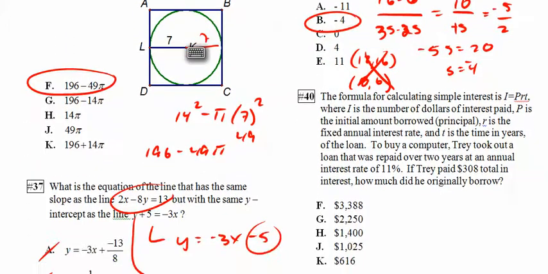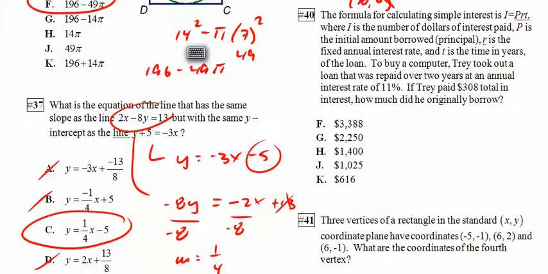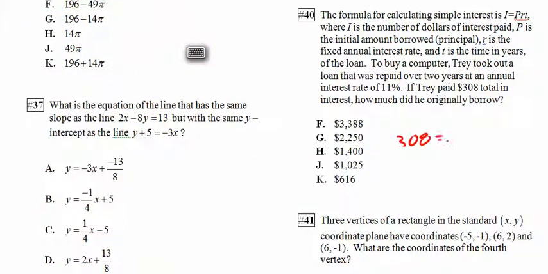The formula for calculating simple interest is given. This is plug and chug. This is not a challenging problem. Trey paid $308 in interest. He had an original amount. He's at 11%, and he did it over 2 years, and T is in years. Crank it out. I get P equals 1,400.